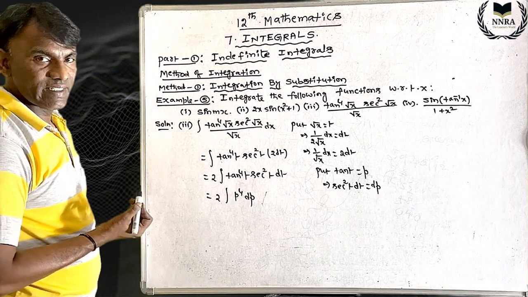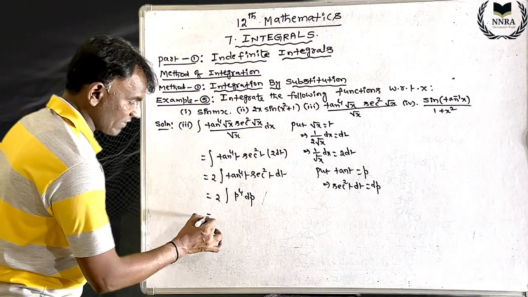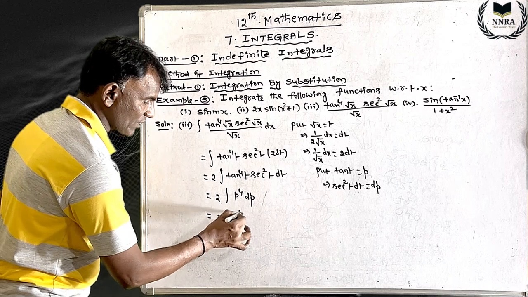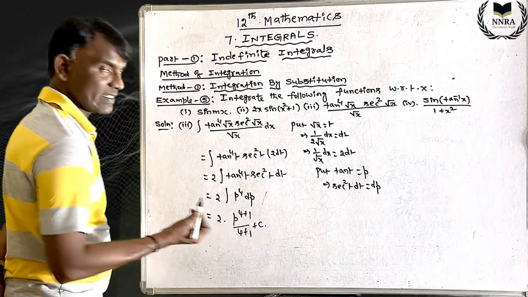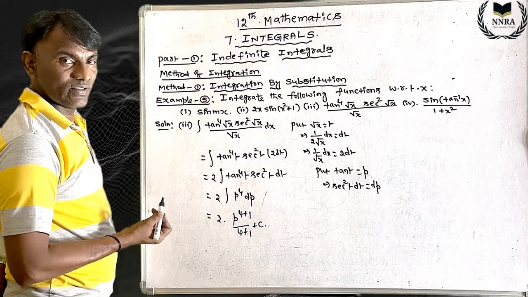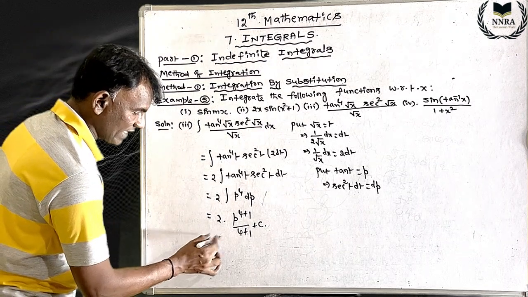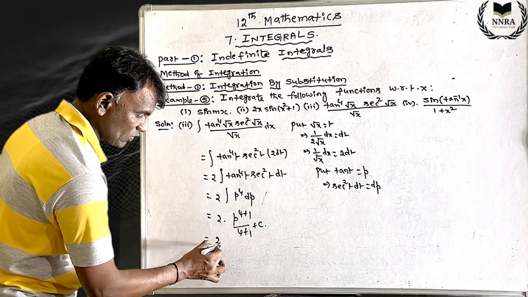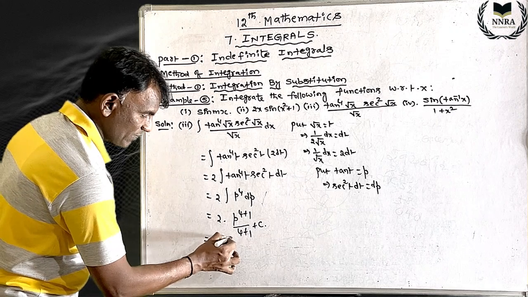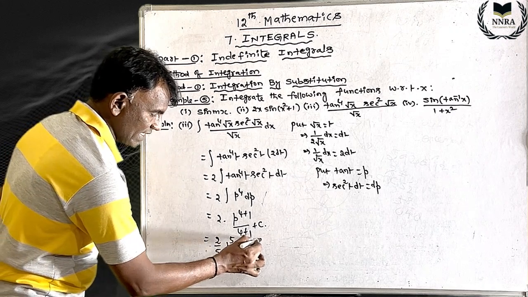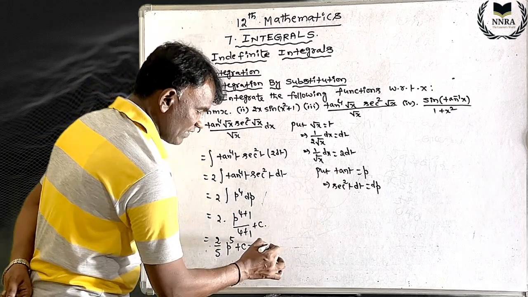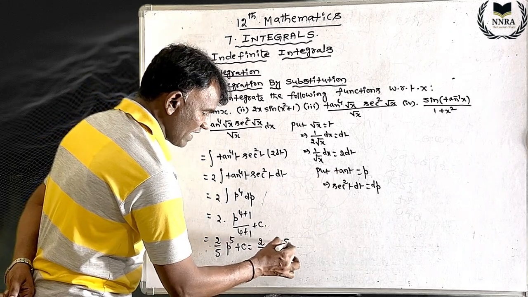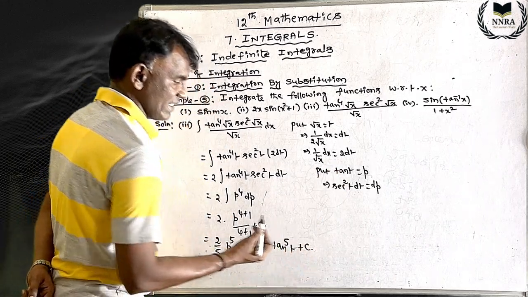Which form is it? Integral x^n dx. Then what is the value of that? x^(n+1) by n+1 plus constant, where x equal to p, n equal to 4. Then how to write it? It is 5, so 2 by 5 p^5 plus constant. Then 2 by 5 into what is p? The p value is tan t, so p^5 is tan^5 t plus constant.